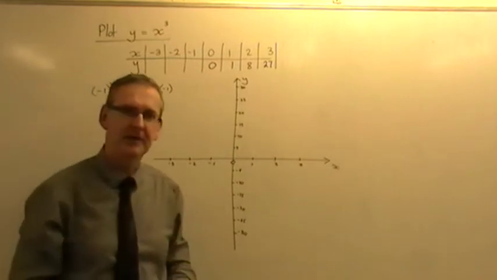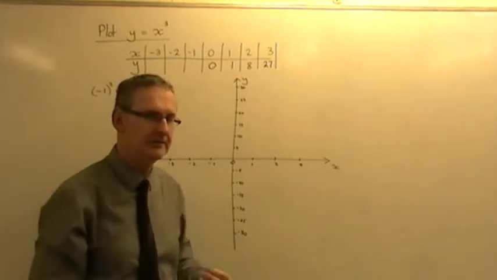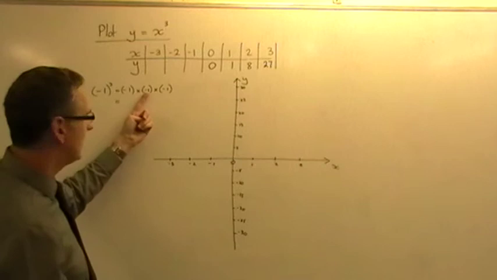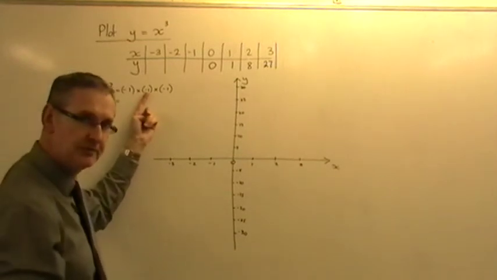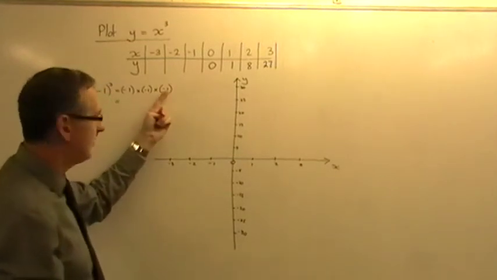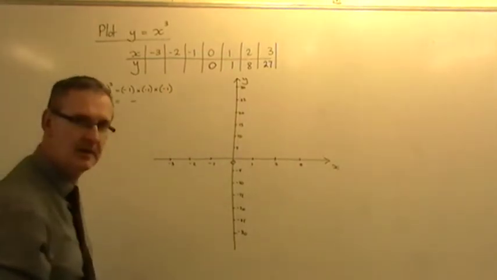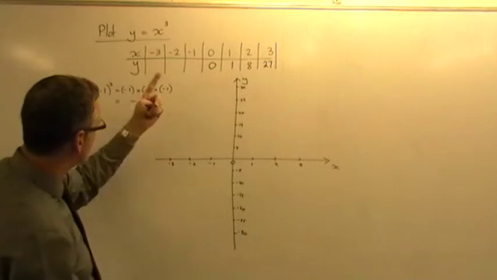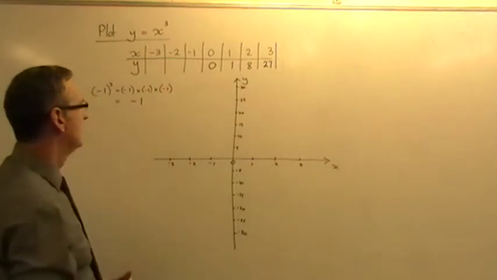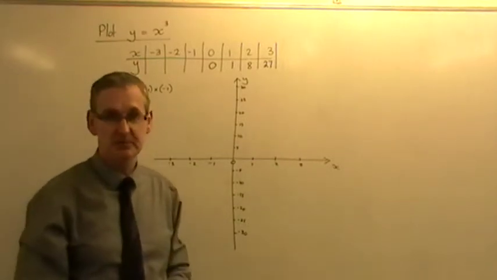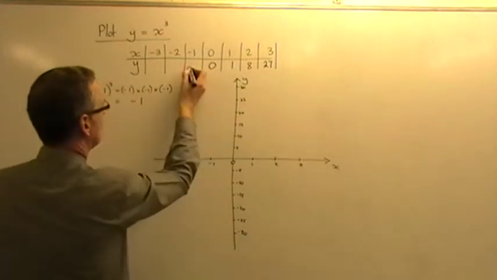So you've got to be careful here because we've got 3 minuses involved. A minus times a minus will give you a plus, but then you multiply it by another minus number and you end up with a minus answer. And then 1 times 1 times 1 is 1. So minus 1 cubed is minus 1, which we put in there.